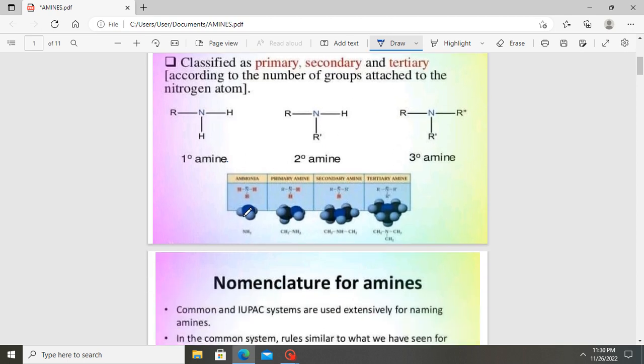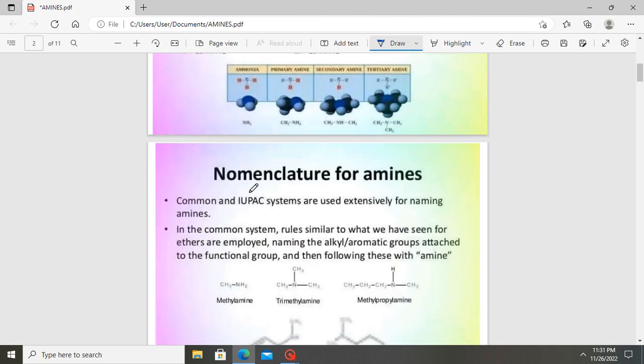You can have an ammonia, the one without any carbon. You can have methylamine, the one with one carbon, which is a primary amine. Then the one with two carbons, which here we call the dimethylamine, which is a secondary amine, and a tertiary amine where all the hydrogens have been replaced by a methyl group. So here the nitrogen is bonded to three different carbons. So if the nitrogen is bonded to three carbons, we call it tertiary. If it's two carbons, it is secondary. If it is one, it is primary. And if it is none, it is called ammonia.